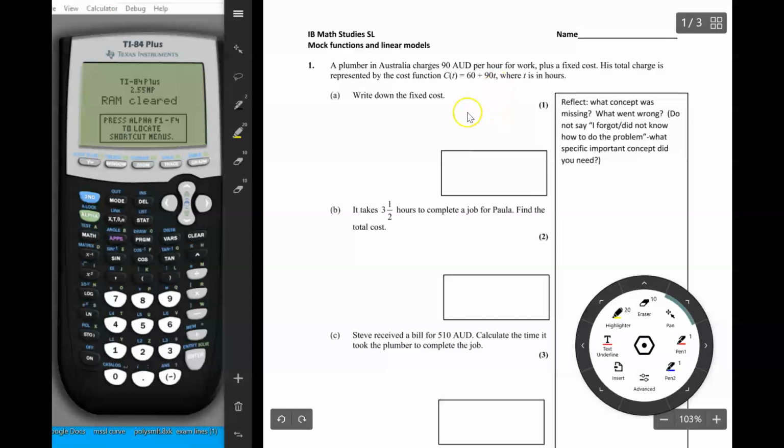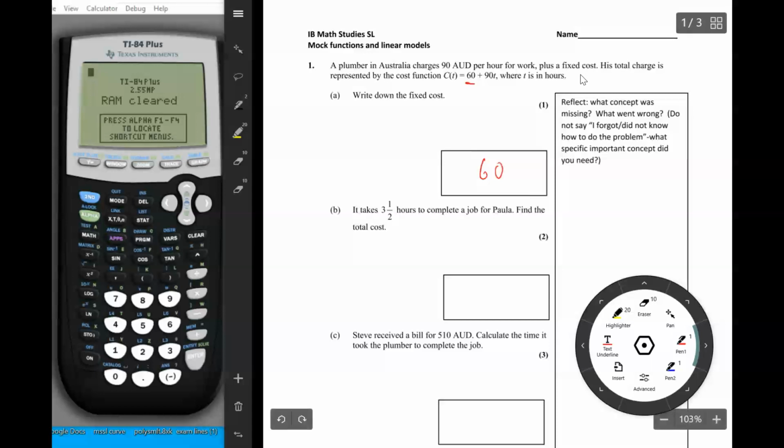Okay? So it says write down the fixed cost. Remember that the fixed cost is kind of like the initial fee for a party, for a bowling alley or something like that. It's what you pay that's not per person, it's not per hour, you just pay it the minute the guy shows up. So in that case, what that corresponds to is the 60 here, because that is what is paid even if t is 0, right? If t is 0, C is equal to 60. So the fixed cost is 60.